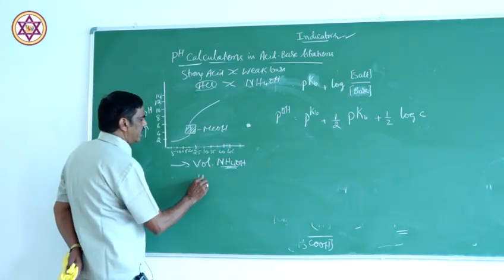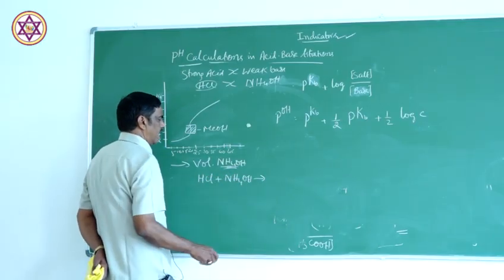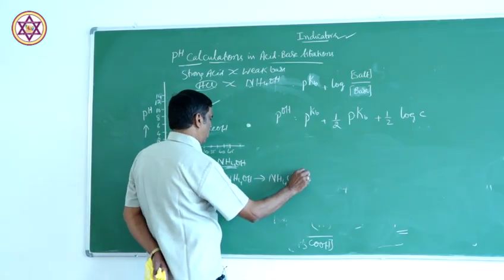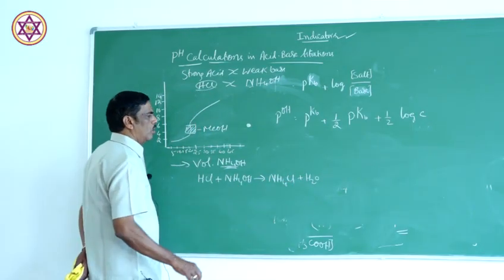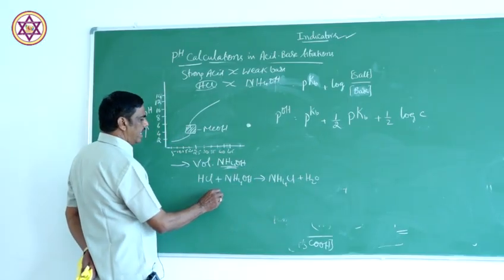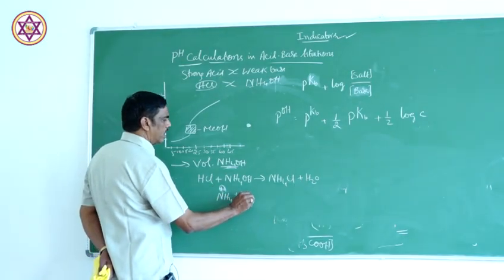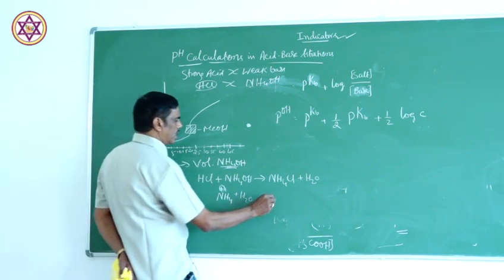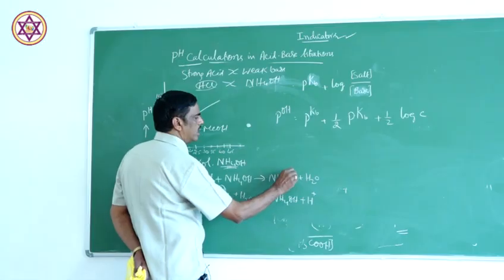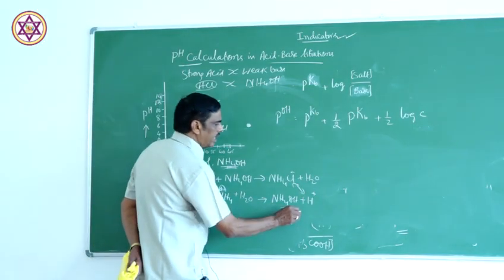Actually, the reaction here is HCl reacts with ammonium hydroxide to form ammonium chloride and water. So this ammonium chloride is the salt of a weak base and strong acid. Here this ammonium ion undergoes hydrolysis to form ammonium hydroxide and H+. So this H+ combines with Cl-, again forming a strong acid, whereas ammonium hydroxide is a weak base.